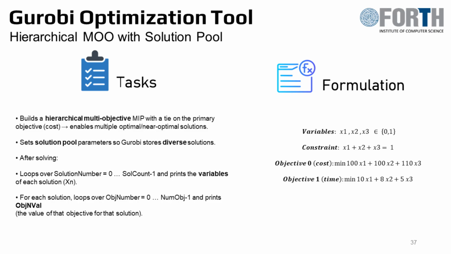Because routes 1 and 2 tie on cost, the first optimization stage does not uniquely determine the solution. So instead of arbitrarily returning only one of the cost optimal routes, we can store both in a solution pool. Then in the second stage, when we look at delivery time, we can compare them. Between route 1 and route 2, route 2 has better time. So if time is the second objective, route 2 becomes more attractive among the cost optimal set.